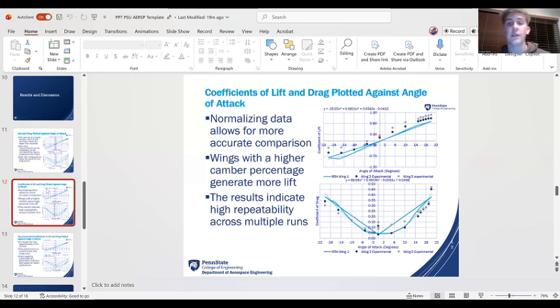Next, with the coefficient of lift and drag, the outcome is more reasonable this time, with Wing 1 having the lowest coefficient of lift and Wing 5, which has the highest camber of 9.7% camber, having the highest coefficient of lift. And that is why normalizing the data will help show the trends more accurately than dimensional quantities. Wings with a higher camber percentage will generate more lift than those with zero camber. And as said earlier, these results indicate high repeatability across multiple runs and at different speeds.